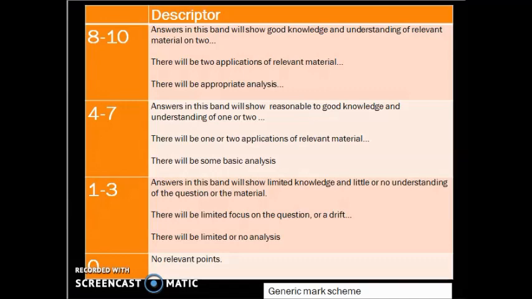Here is a generic mark scheme so you can see exactly what you need to do. So let's just focus on the top band. You will need to have good knowledge shown through the keywords and concepts which are relevant, and any specialist terms may be explained to show understanding. Making sure you've got 2 applications of material, so make sure you link it to the question. And lastly, analysis.